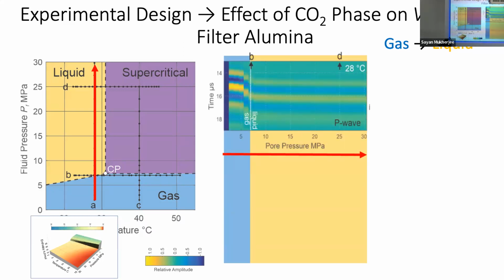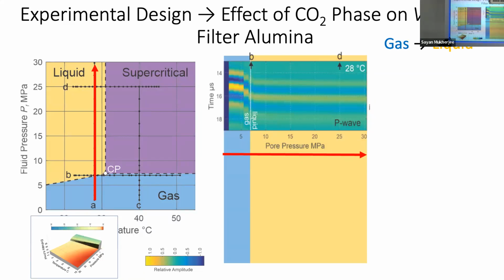Here's the P wave data. And so what I'm plotting is pore pressure. This is increasing fluid pressure. And so we're starting off down here with the gas. Okay, and that is basically this zone here. And then we go up and it's liquid.